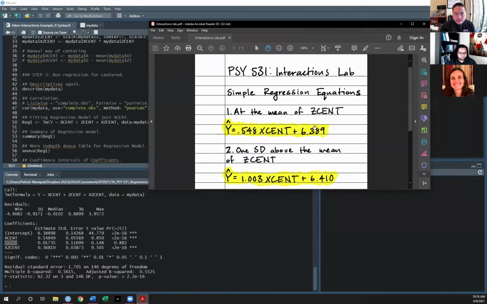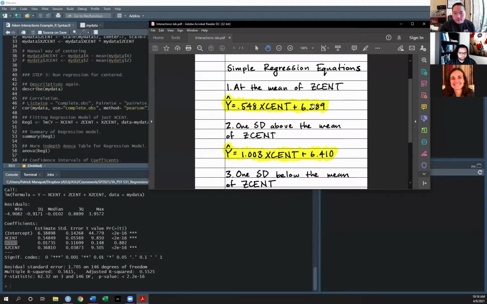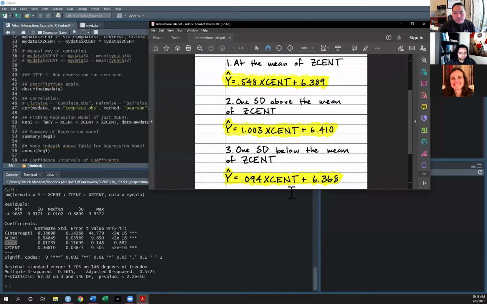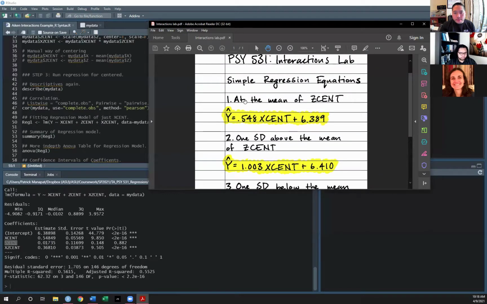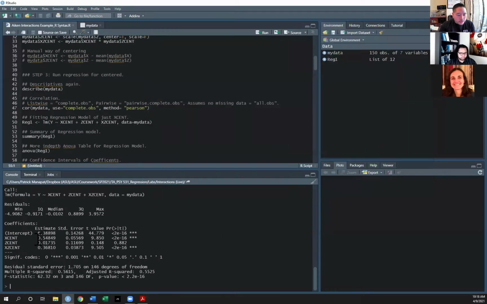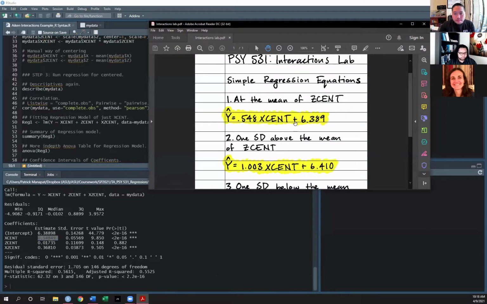We're going to collect 3 simple regression equations. The first one is at the mean of z-cent, or the mean of z, because z is centered at 0. So y hat is equal to 0.548 times x-cent. That's our coefficient here, 0.548, plus our intercept, which is 6.389.